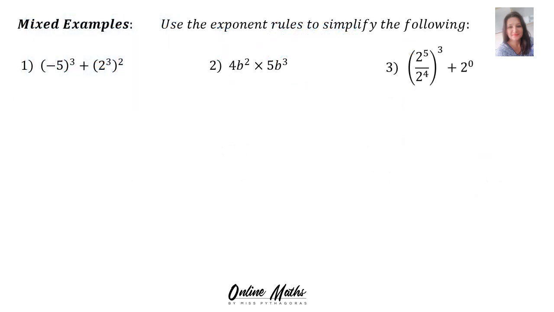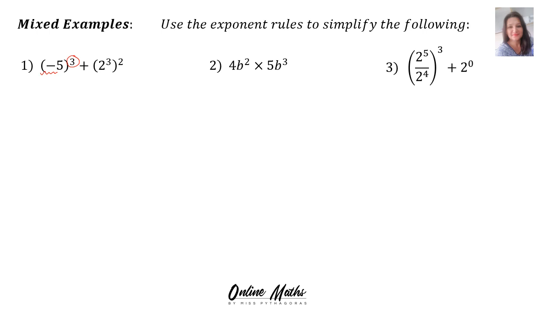Now let's look at some mixed examples. Use the exponent rules and laws to simplify the following. Number 1: negative 5 cubed plus 2 cubed squared. On the first one, the exponent is 3. Remember, this is a negative and that's an uneven number, so therefore your answer will remain negative.